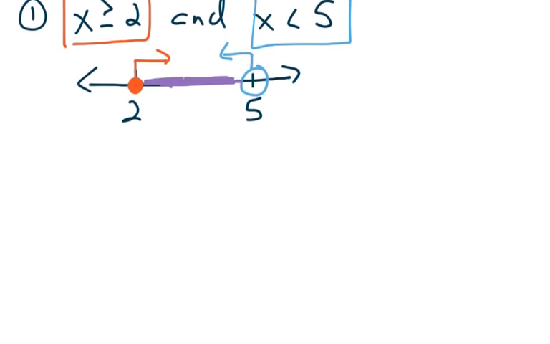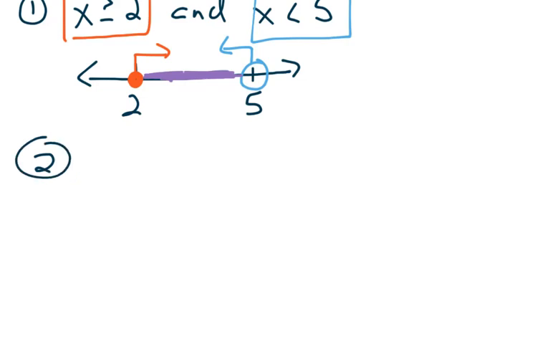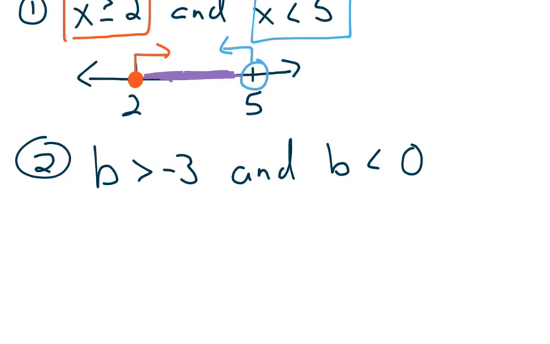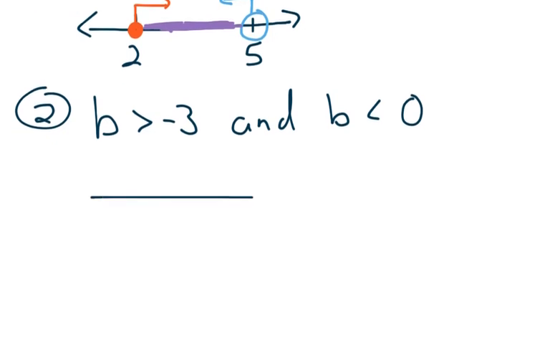Let's try another one here. Number 2. We're going to have b is greater than -3 and b is less than 0. All right, let's come up with our number line. The key with these two-mark number lines is we have to make sure that the correct numbers go in the right spots. The smaller number always goes to the left. So between -3 and 0, the smaller of the two numbers definitely is, go back to the pen, -3. So then 0 would be out to the right.